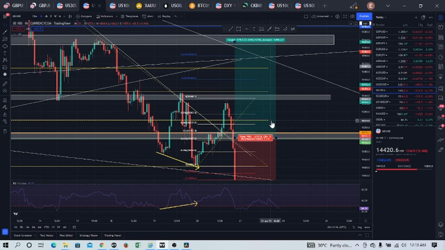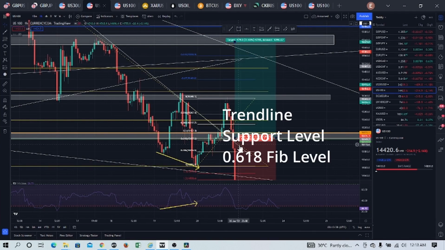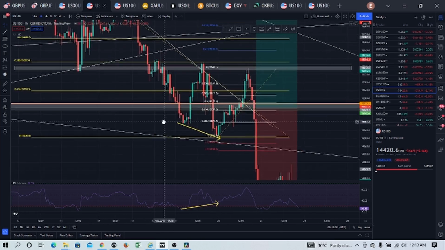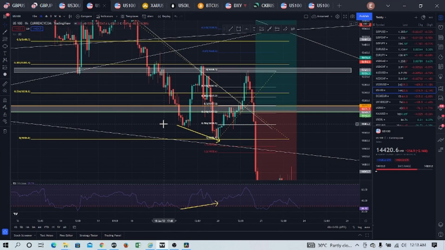So now we have three confluences, guys. We have the trend line, we have the support, and we have the 0.618 fib level, because that is the golden ratio, you know. Now, not only that, we have the fourth confluence, which is the double bottom. Let me just indicate that real quick. This is one, okay, and this is the second one.